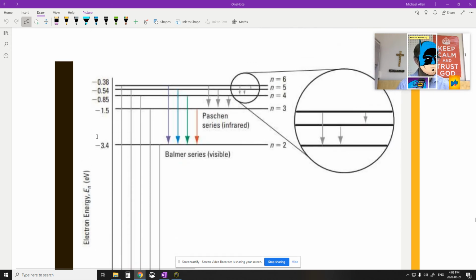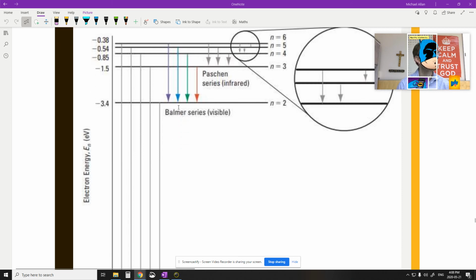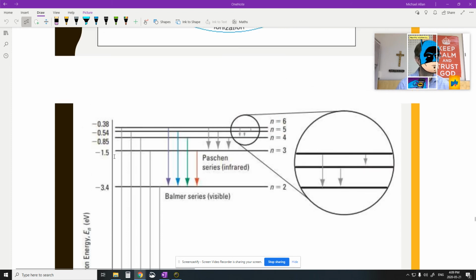If I was at this state, so the electron was sitting there about to go down, but say it got hit by something else while I was here, I'd only need 3.4 to be ionized. And if I was at this one, I'd only need 1.4 electron volts to be ionized. So it gets less and less as you go up.